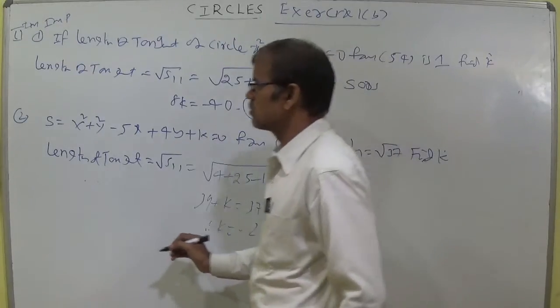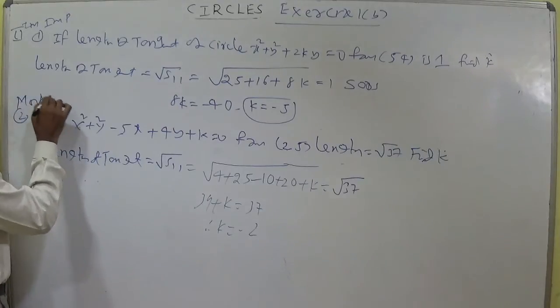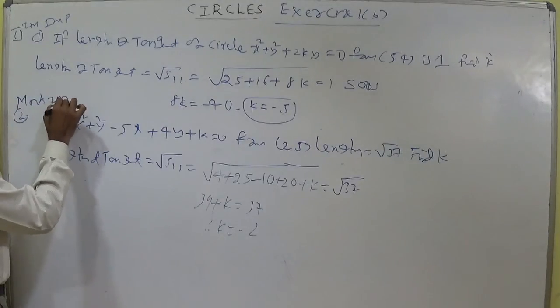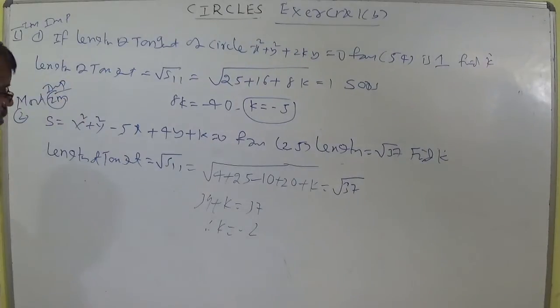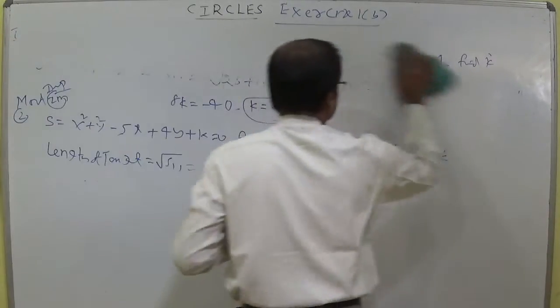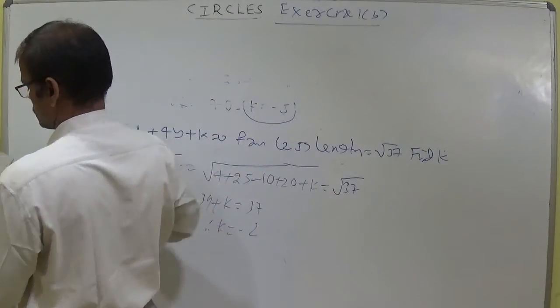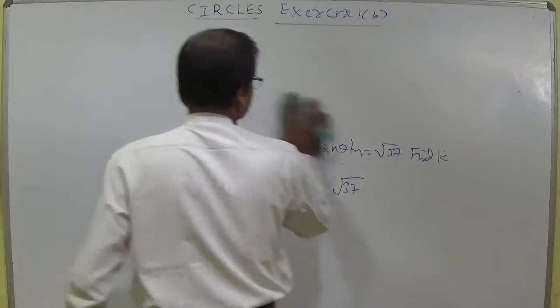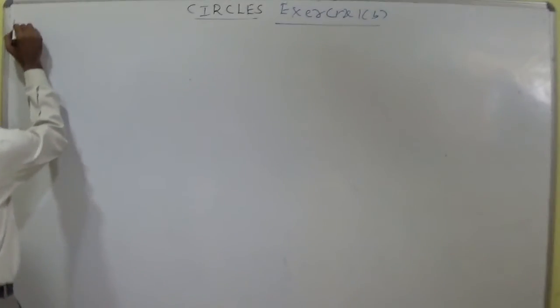This is a most IMP question. Plenty of times it has been given in IPE as a most IMP 2 marks question. Next, depending upon this length of tangent, one locus sum is there. Roman number 3, first question. This is a 4 marks IMP question. Roman number 3, first question.